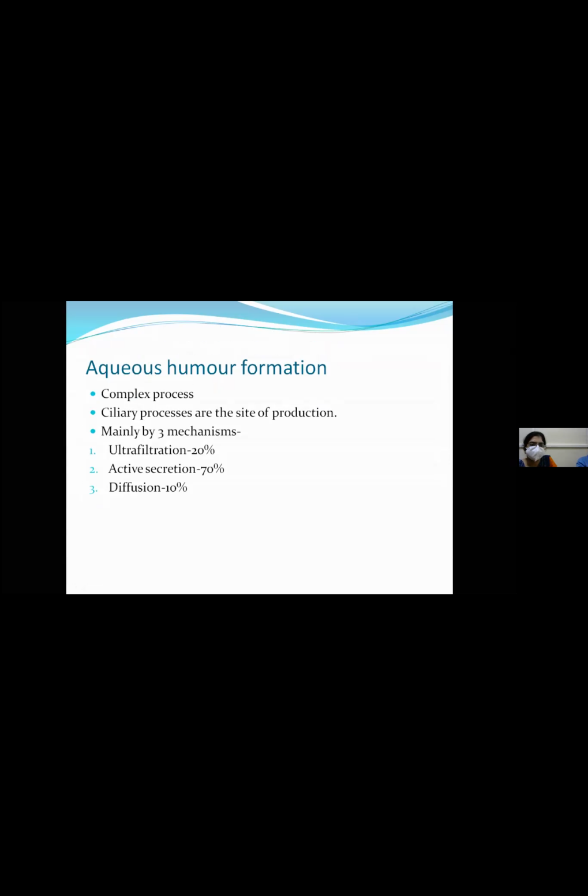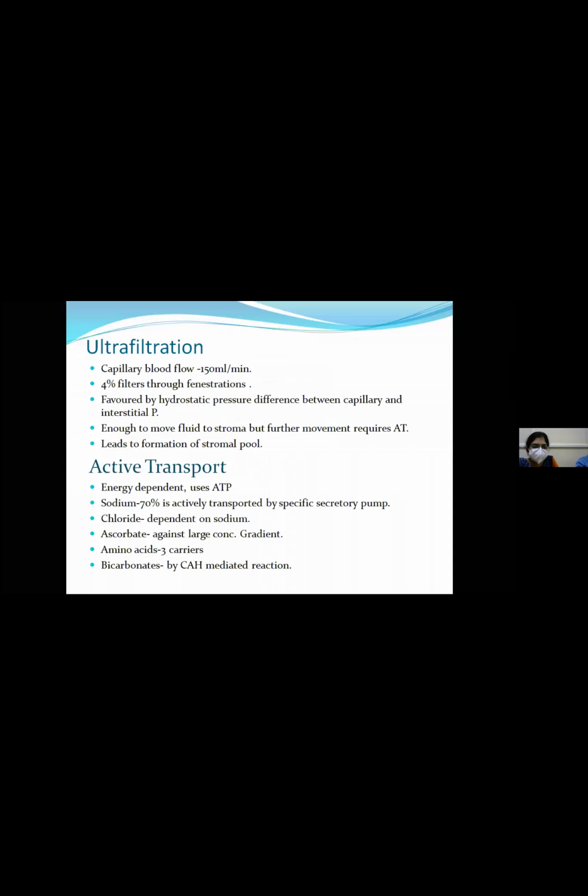Aqueous humor formation is a complex process. The ciliary processes of the pars plicata, as we have seen, are the site of production. And there are mainly three mechanisms: ultrafiltration, active transport, and diffusion. Ultrafiltration: capillary blood flow, as we have seen in the schema, is 150 ml per minute, and it's favored by the hydrostatic pressure difference between the capillary and the interstitial pressure. This ultrafiltration is enough to move the fluid to the stroma, but further movement requires active transport.